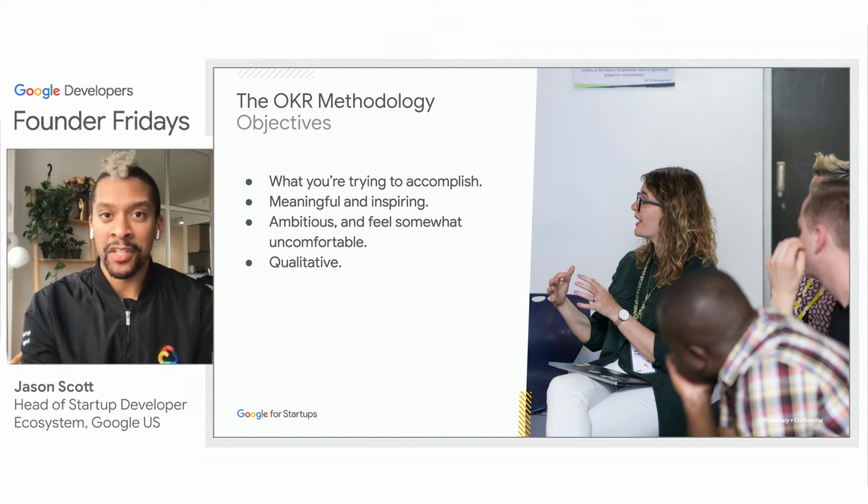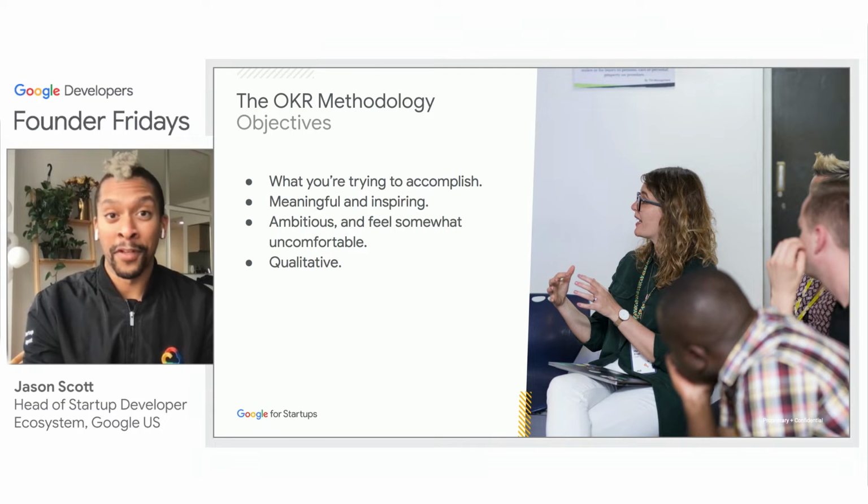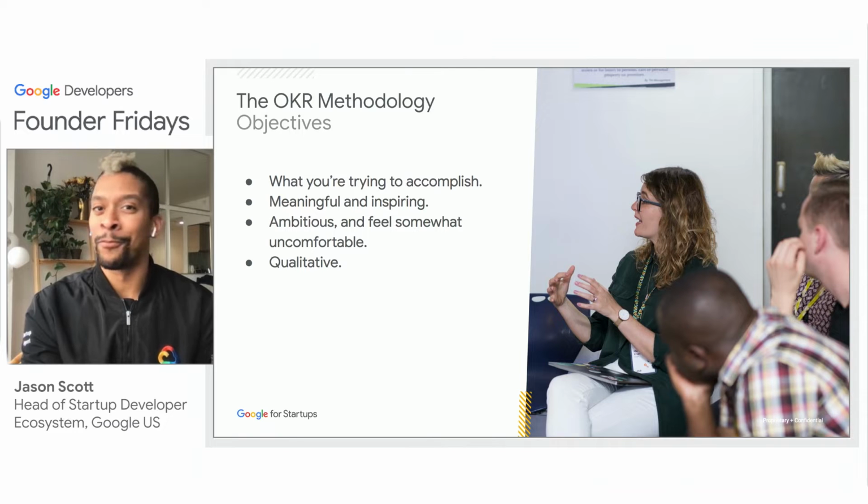They should be ambitious. I tell all of my founders that if your OKRs do not make you feel uncomfortable, and if you feel that you can confidently say, hey, we can achieve this quarter, then you're not setting ambitious enough goals for the time period. You should really set goals and OKRs that make you feel somewhat uncomfortable and make you question, can we do this? And then lastly, the objective itself should be qualitative.